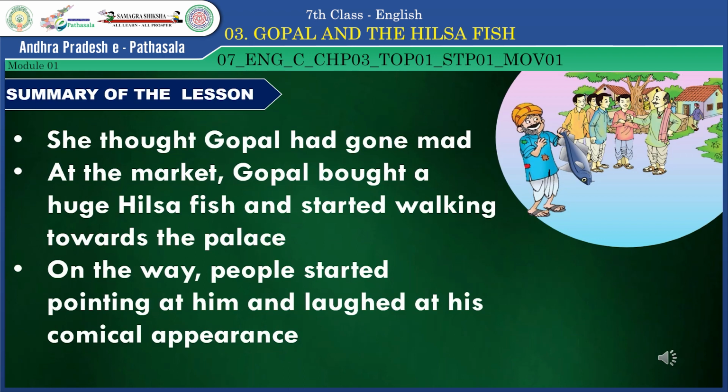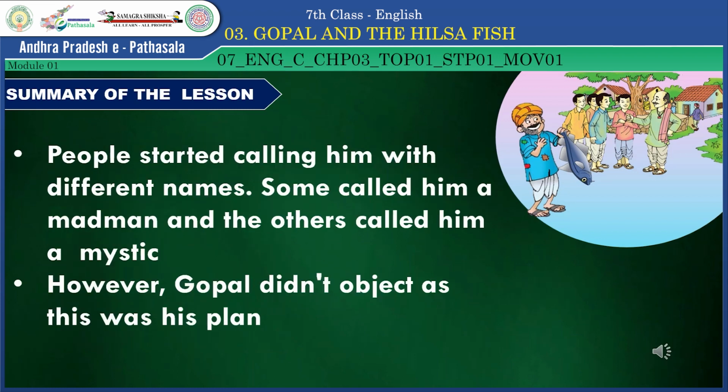At the market, Gopal bought a huge hilsa fish and started walking towards the palace. On the way, people started pointing at him and laughed at his comical appearance. People started calling him different names. Some called him a madman and the others called him a mystic. However, Gopal didn't object as this was his plan.